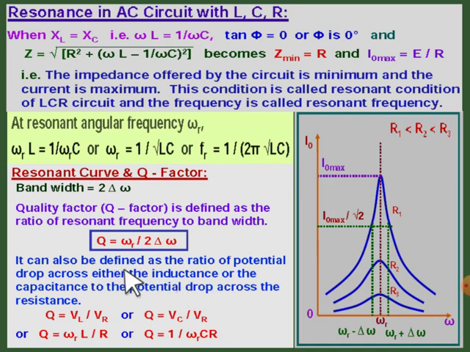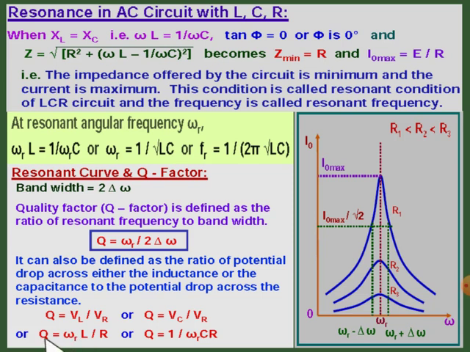You can also define this Q factor as the ratio of the voltage drop across either L or C to the potential drop across the resistor. That means Q is VL by VR or VC by VR, where VL is the voltage drop across L, VC is the voltage drop across C, and VR is the voltage drop across R. So you can define it in terms of voltage.